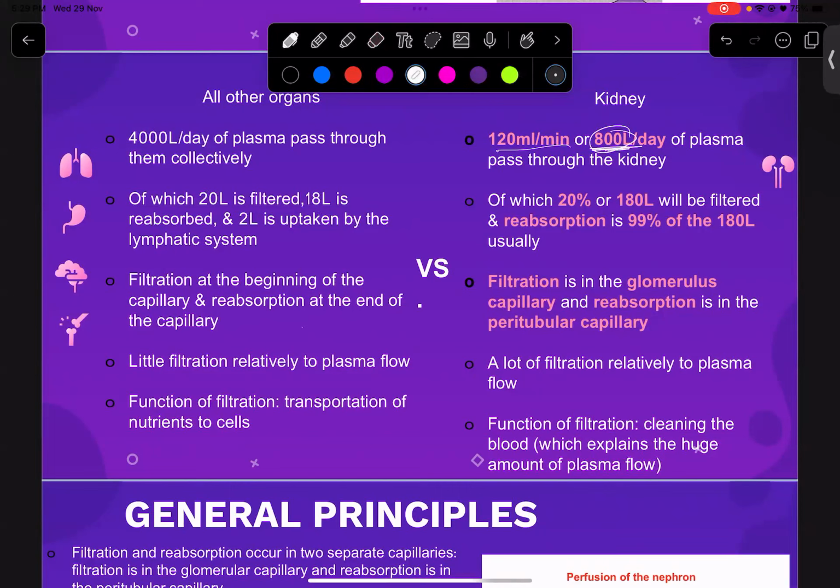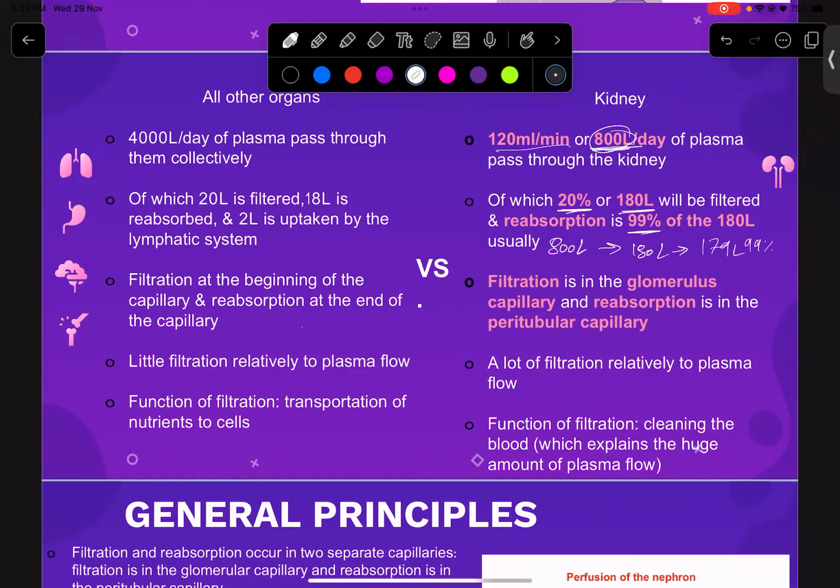So out of this 800 liters of plasma running through the kidney per day, 20% of that is being filtered. 20% is going to be 180 liters. And then 99% of the 180 liters is actually being reabsorbed. So again, we have 800 that is passing through, 180 that is being filtered, and then 179 that is being reabsorbed, okay? Because we said 99% of it, okay?